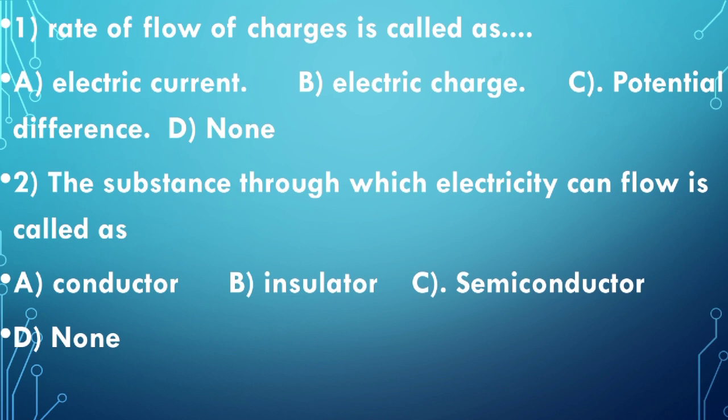The substance through which electricity can flow is called as. The question says there are some substances in which electricity will flow. Which are those substances? The options are conductor, insulator, semiconductor, and none. So the answer will be conductor, because in conductor substances the electricity will flow. Okay, so that is the answer. And moving on to the next question.